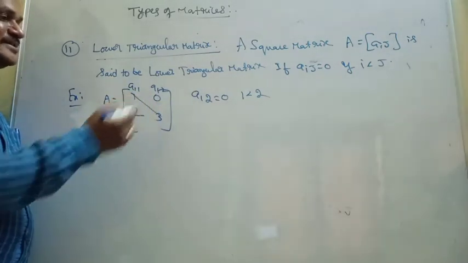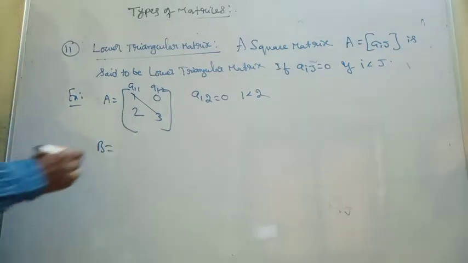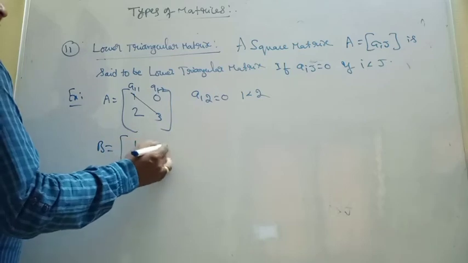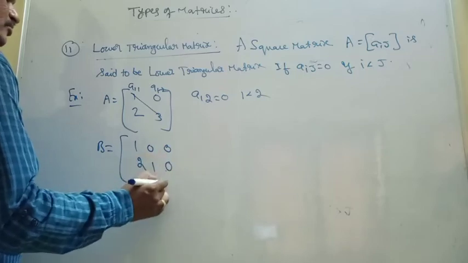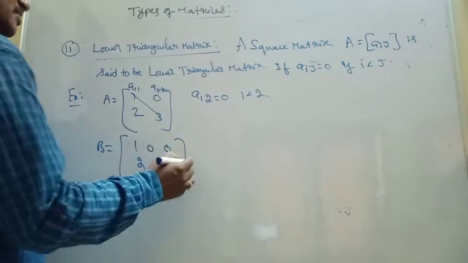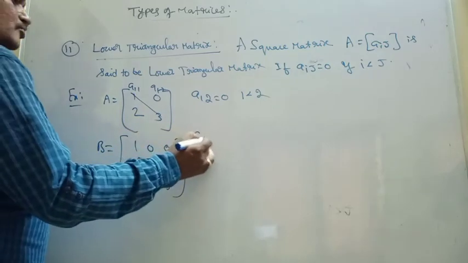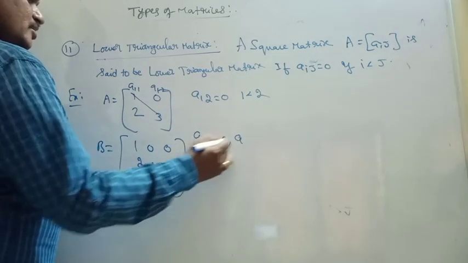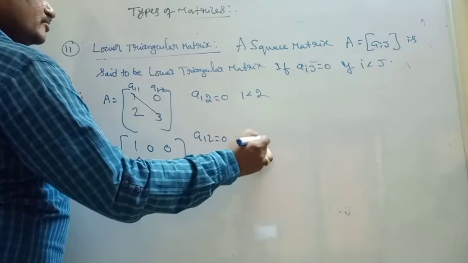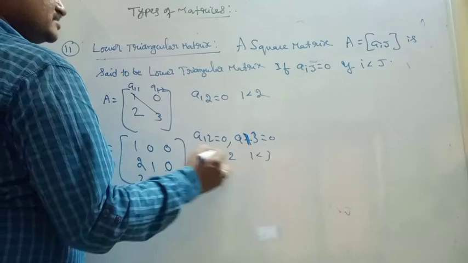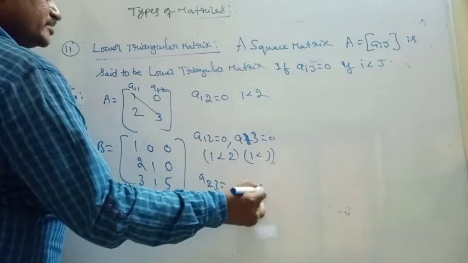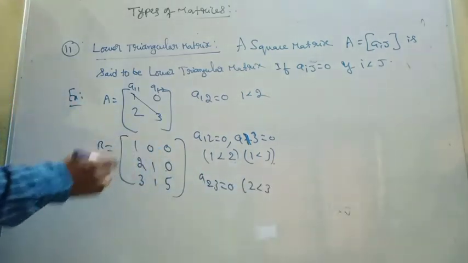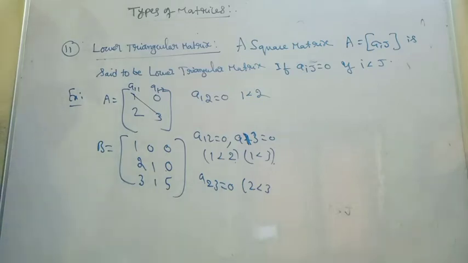You will have lower triangular elements like this. Next, suppose I have 1 0 0, 2 1 0, 3 1 5. You see, my dear students, here A12 equals 0 and A13 equals 0, since 1 is less than 2 and 1 is less than 3. Similarly, A23 is also equal to 0 because 2 is less than 3. This is what you call a lower triangular matrix.